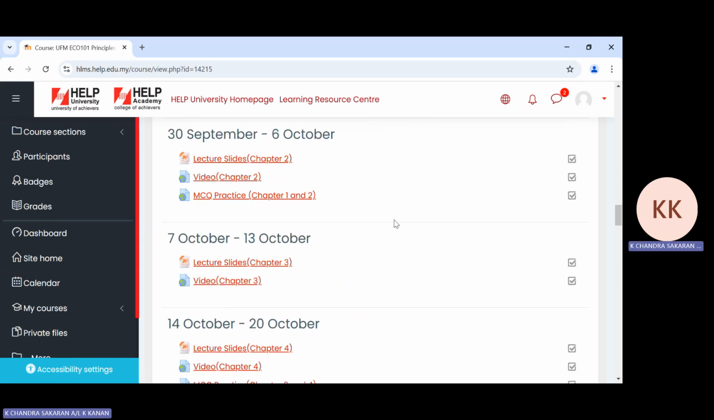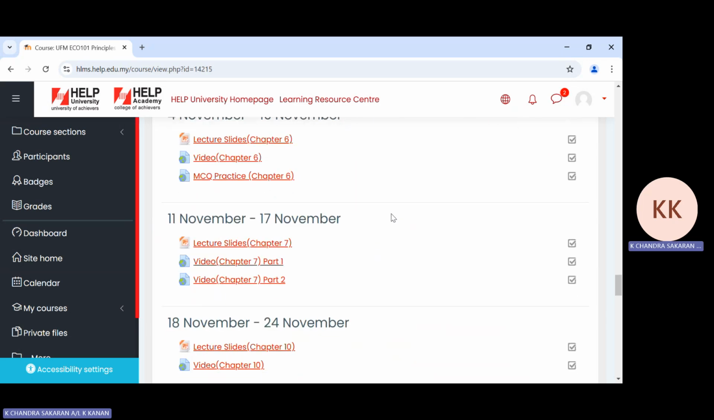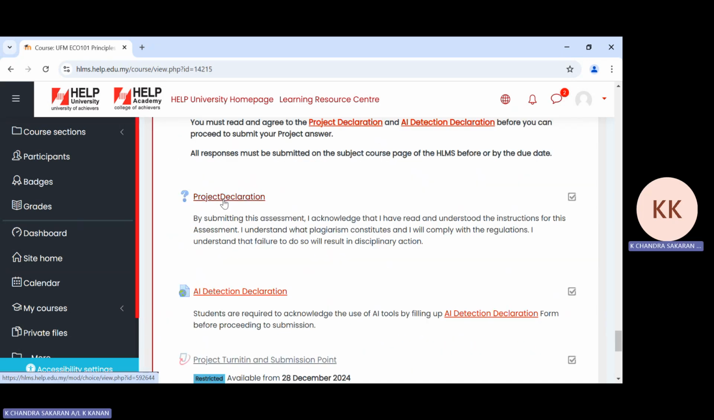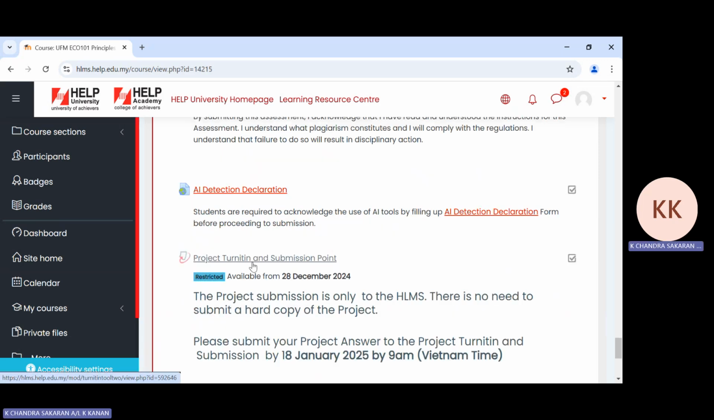once you have done your project, you scroll down. You have to do 2 things. One, project declaration, AI detection declaration. These 2 you have to declare. Everyone must do it. Your project answer, you have to upload in this particular point here. You click on this, you upload your answer. Got it?